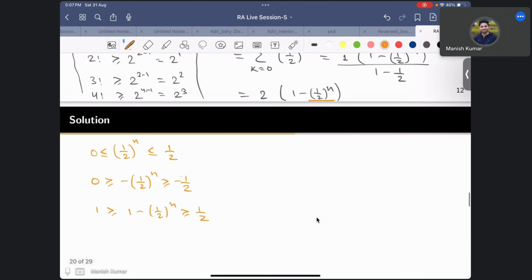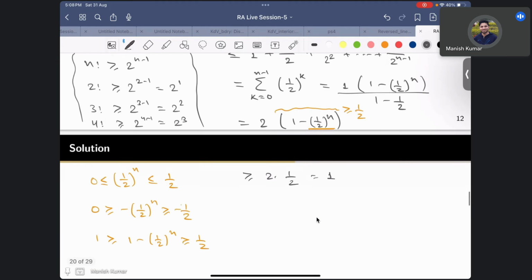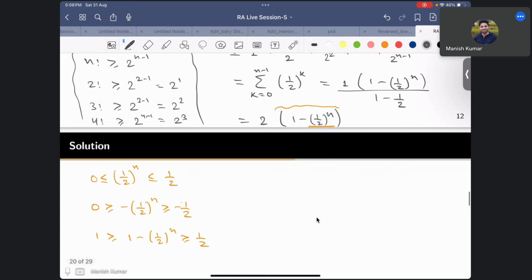So this whole term is greater than or equal to 1/2. So I can write it as 2 into 1/2, which is 1. But sorry, I wanted the lower bound. So what I can say is this is less than or equal to 1, okay? So this I can say is less than or equal to 2. Okay, so this is what I have used here.